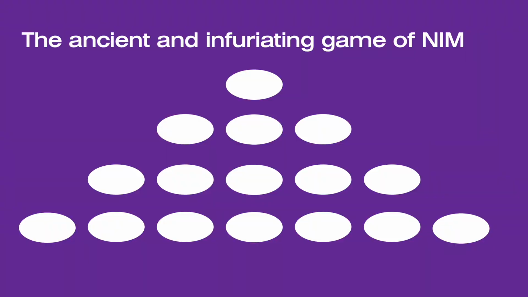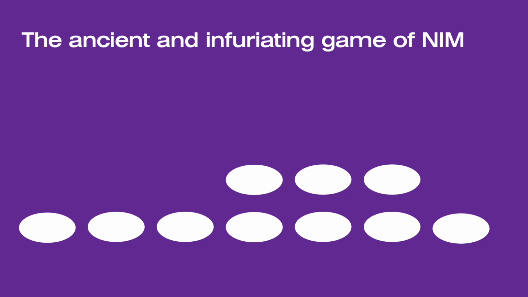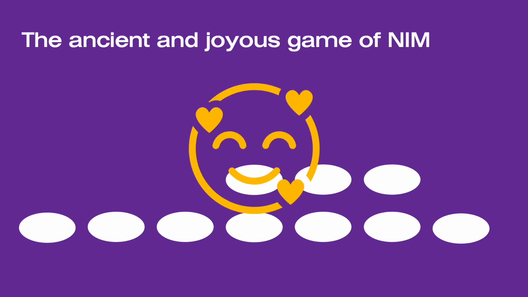NIM is a simple but potentially infuriating ancient two-player game. You have some counters or matchsticks and you're allowed to take a limited number in each turn, say 1, 2 or 3, and the winner is the person who takes the last counter. Sometimes it's played the other way round so that the player left with the last counter loses. This is called a misère game, but I think there's enough misère in the world as it is, frankly, so we'll play the happier version of the game today.